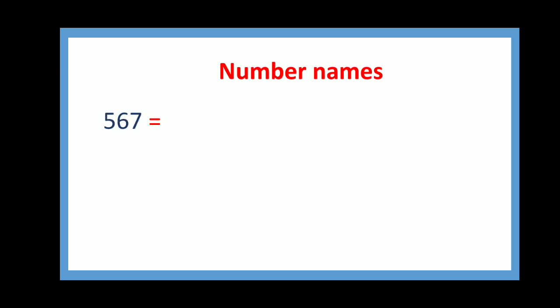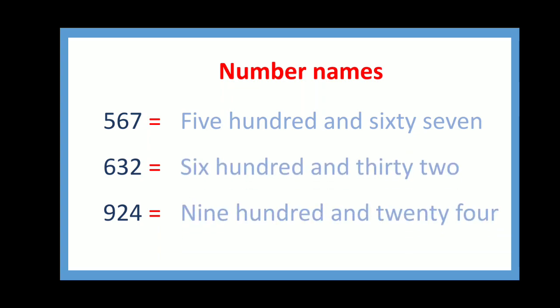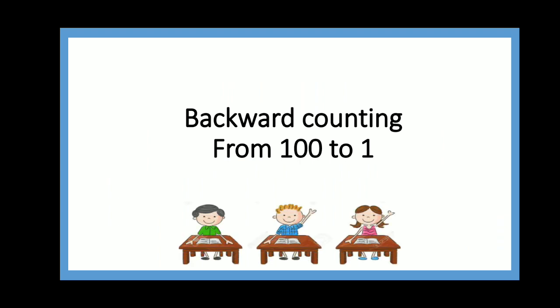So what do we do in number names? Hope you remember that we write the names of the given number in words, like 567, 632, 924. We have already done this in the previous lesson's exercise. Revise backward counting from 100 to 1 and write it down in a rough copy for practice.